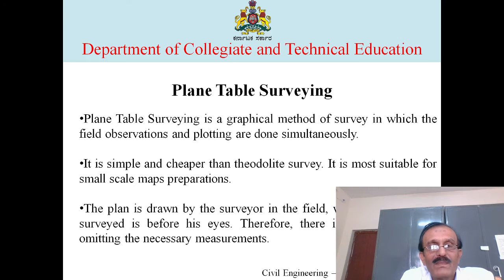It is very simple and cheaper than other conventional methods of surveying like theodolite or tachymetric survey. It is most suitable for small scale and less important works like local map preparations. The plan is drawn by the surveyor in the field while the area to be surveyed is in front of his eyes. Therefore, there is no possibility of omitting the necessary measurements or details in the field.